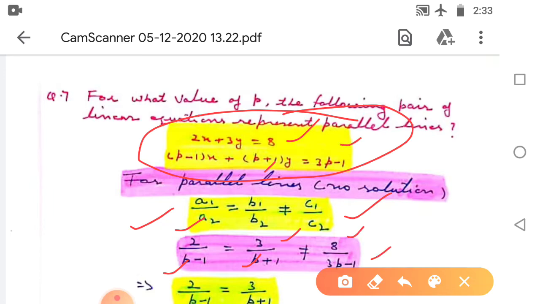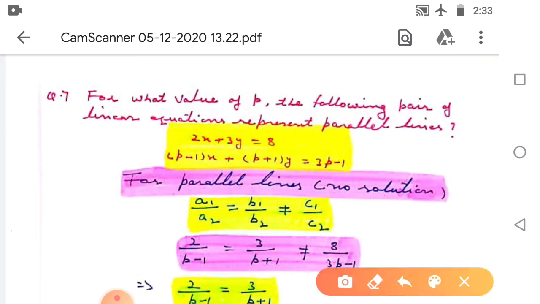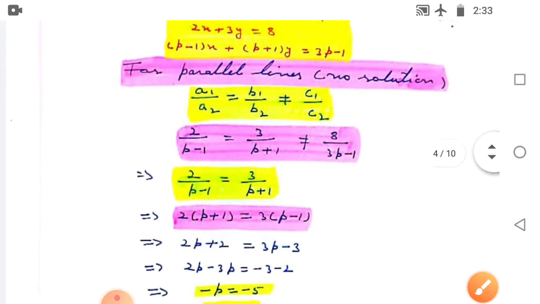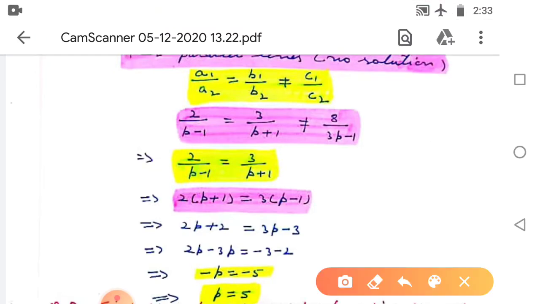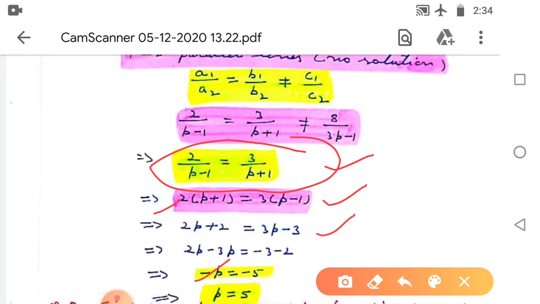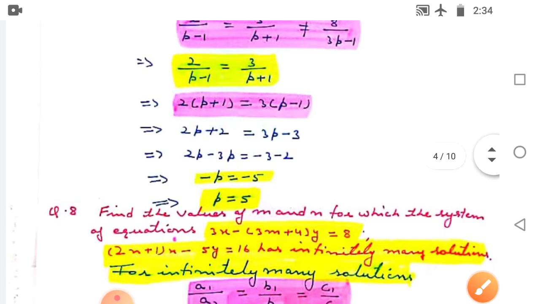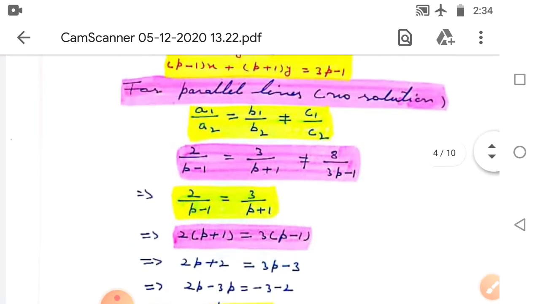Okay, so 2 upon p minus 1 upon p plus 1 is not equal to 8 upon 3p minus 1. Now after taking the first two equalities, that is 2 upon p minus 1 is equal to 3 upon p plus 1, after cross multiplication we get 2 into p plus 1 is equal to 3 into p minus 1. So 2p plus 2 is equal to 3p minus 3, so p is equal to 5. After solving this we get p is equal to 5. So the value of p is 5, right?